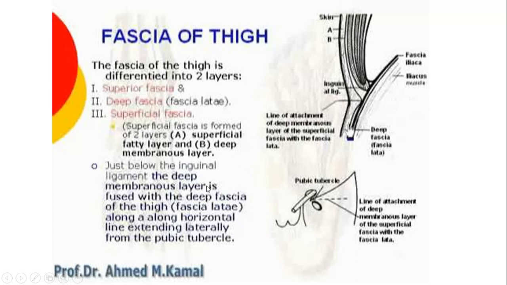ligament, the deep membranous layer fuses with the deep fascia of the thigh. It is not extending beyond that. So below this fusion there are only two layers: superficial fatty fascia and the deep fascia of the thigh. But above this, because this attachment is below the inguinal ligament, we have to mention the two layers, superficial and deep membranous, of the superficial fascia.